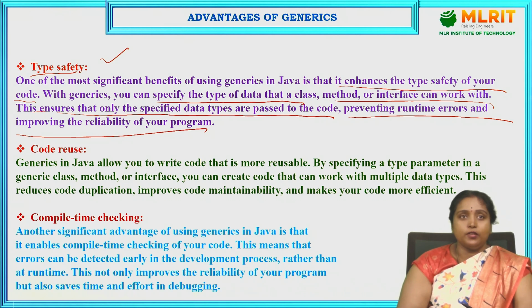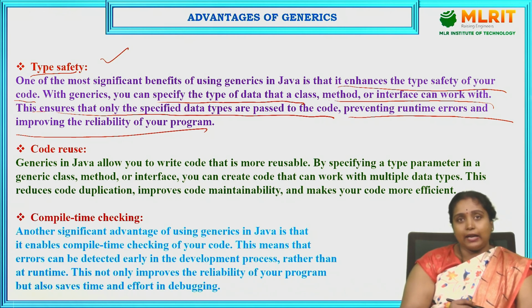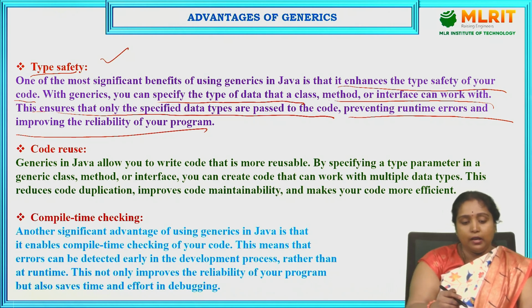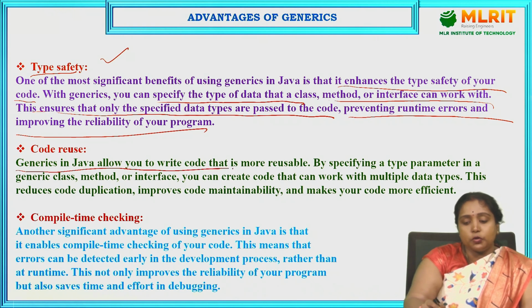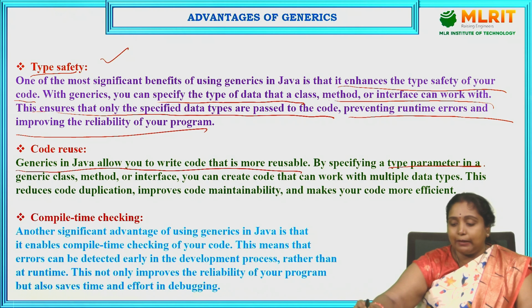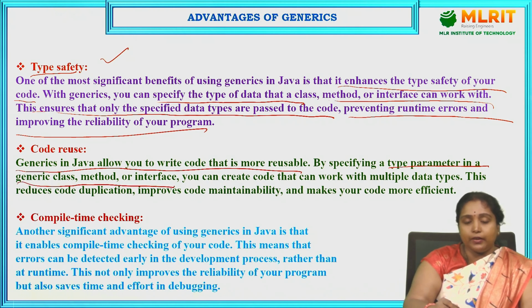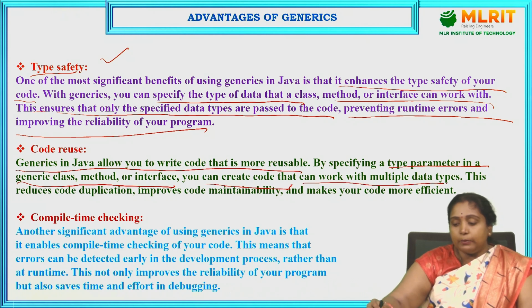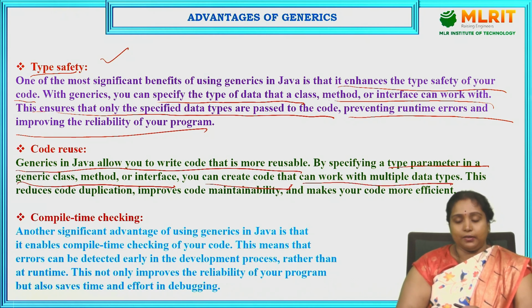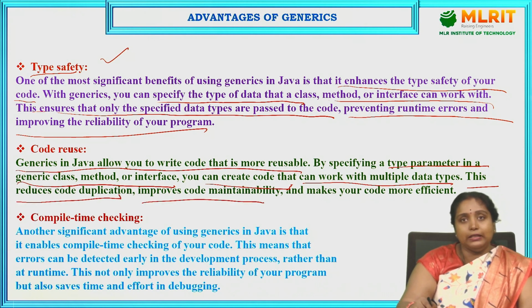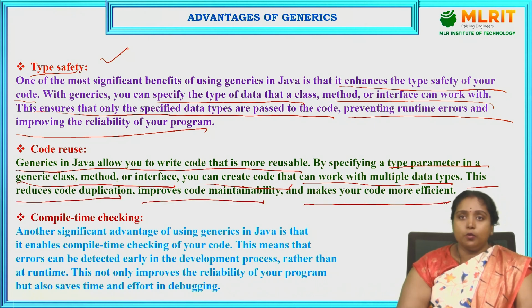And next, code reusability. Instead of writing that code n number of times, you will write the code once and it could be used n number of times. So generics in Java allow you to write code that is more reusable. By specifying a type parameter in a generic class, method or interface, you can create one code that could work with multiple data types. This reduces code duplication, improves code maintainability and makes your code more efficient.